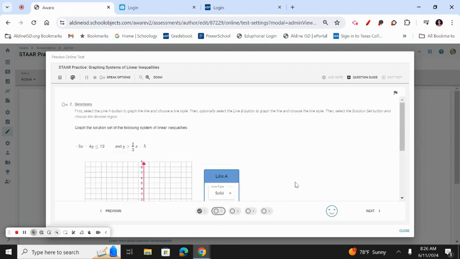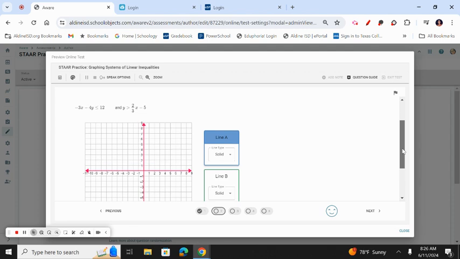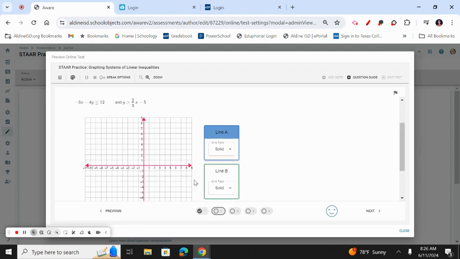Alright, let's see. We haven't done this one. So we're going to do this cover-up method. Negative 3 goes into 12, negative 4. Negative 4 goes into 12, negative 3. So here's that one. And it's a solid line. Here is negative 5. That's my y-intercept. And I'm going to go up 2 and over 3. And it's supposed to be a dashed line.